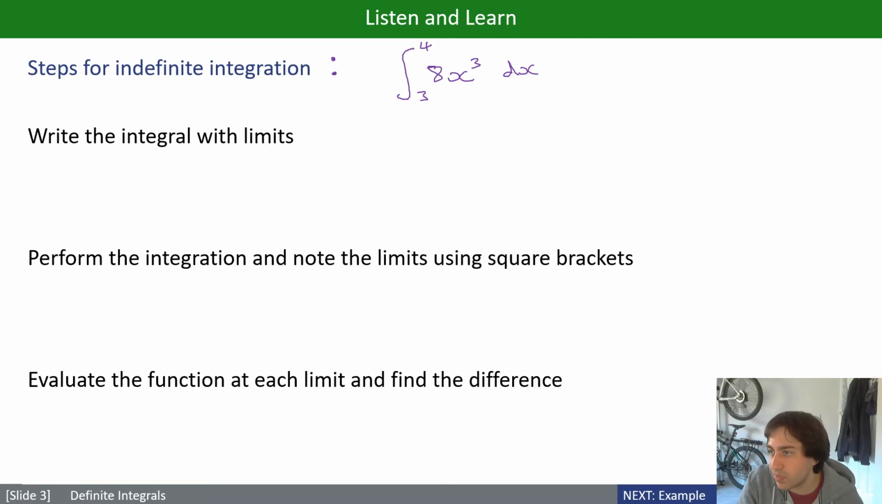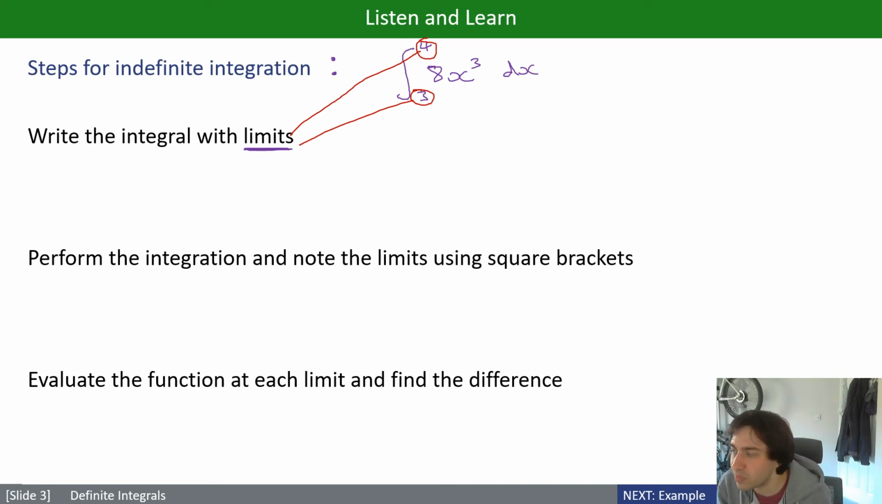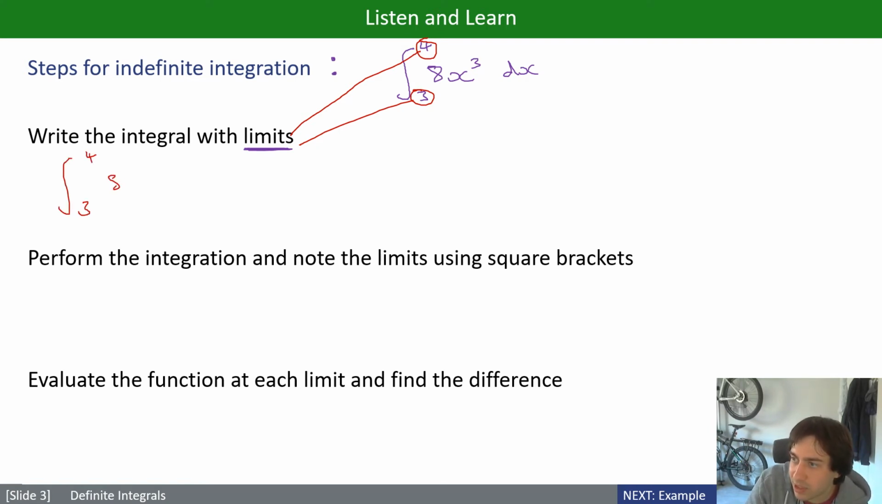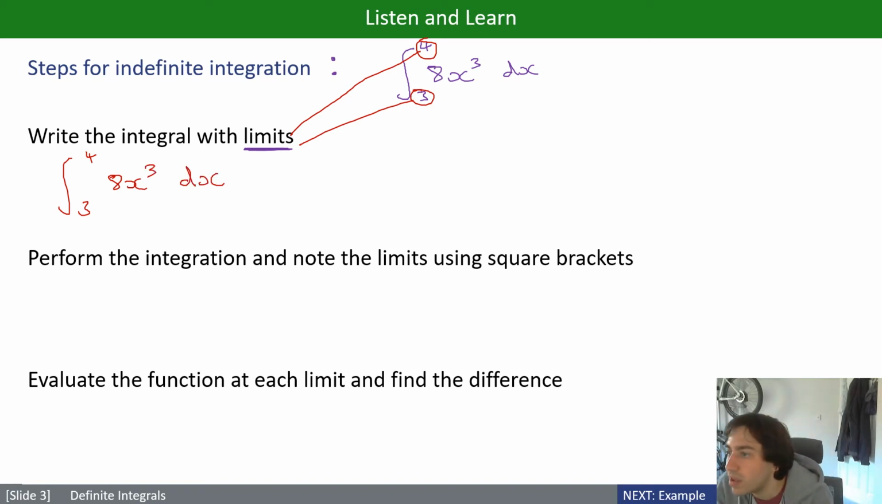So the first step is to write the integral with limits. By limits, what I mean is these numbers here. These are our limits. Okay, we call them the limits. Again, why they are given that name will become clear in the next session. But those are called the limits. We've basically done that already. But let's just restate it here to be clear. Okay, that's our integral with the limits.